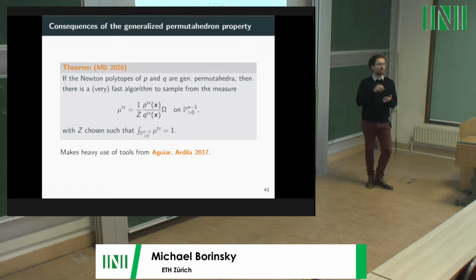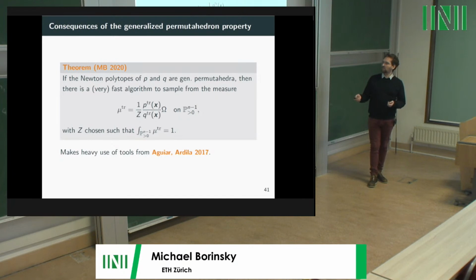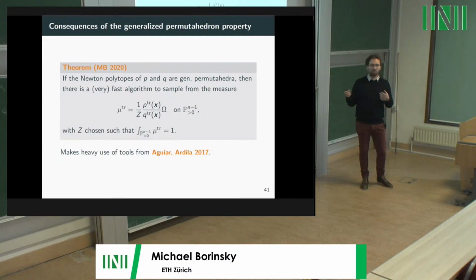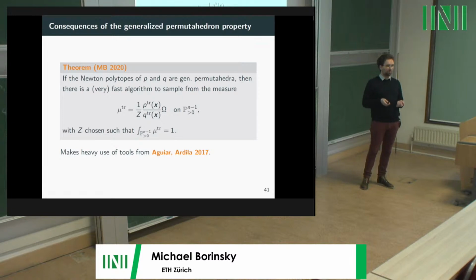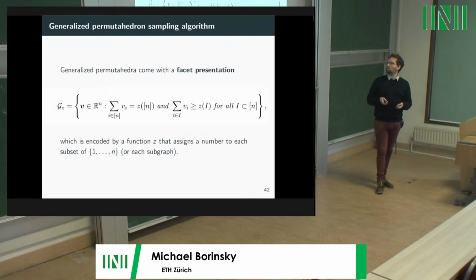So the result is that there's a very fast algorithm to sample from these kinds of objects. There's a huge shortcut that you can take. This also uses heavily results from a very nice paper by Agia and Adila, who characterized these generalized permutahedra even more and proved a general universal property on them. So the necessary tool is that there's a facet presentation of these generalized permutahedra, encoded by some function.